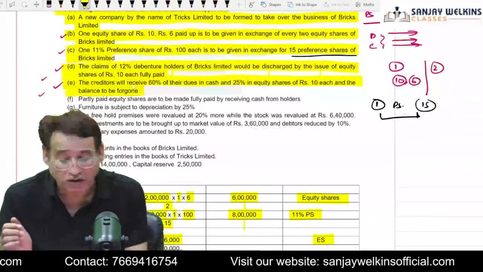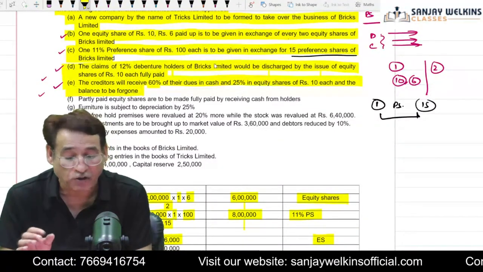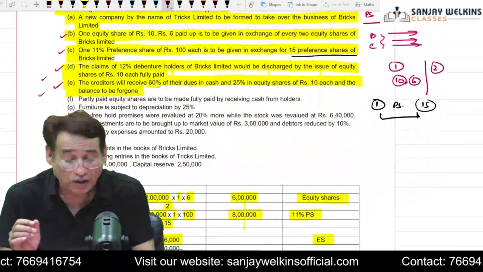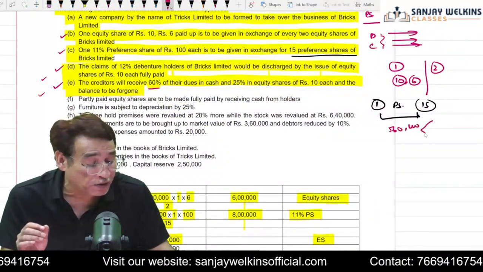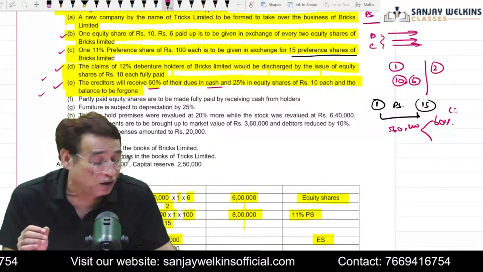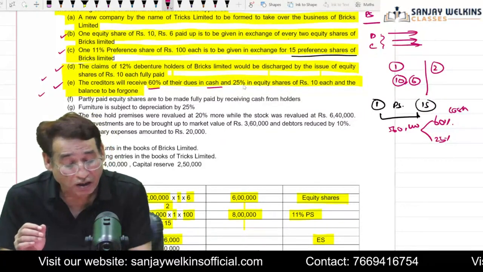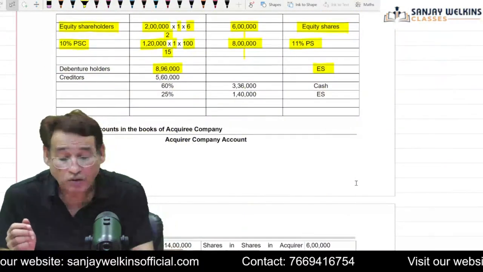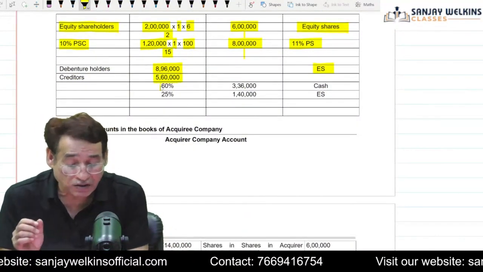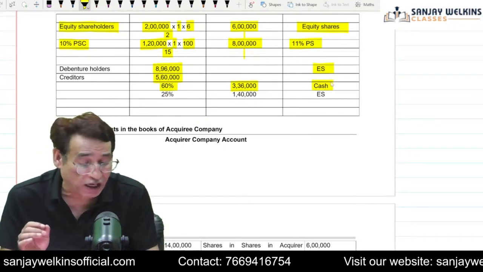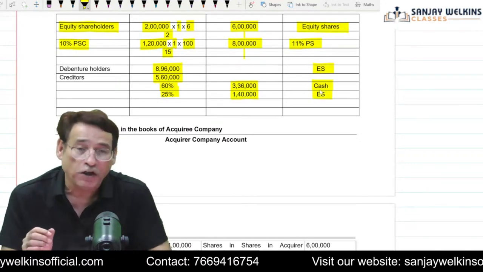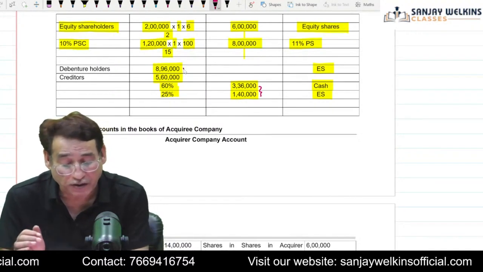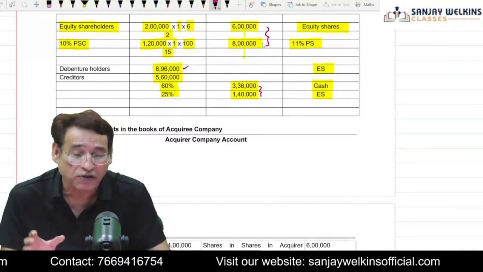Further, regarding creditors, the question states that sundry creditors will receive 60% of their dues in cash. The total amount of creditors given in the question is 5,60,000. Out of this, 60% of the creditors are receiving their amount in cash, 25% are receiving the amount by way of equity shares, and the balance 15% is foregone. That means nothing is being given to them. So 60% of 5,60,000, that means 3,36,000, will receive cash and 25% will receive equity shares. So total payment to creditors is 4,76,000, total payment to debenture holders is 8,96,000, and your total purchase consideration will be considered 14 lakh.